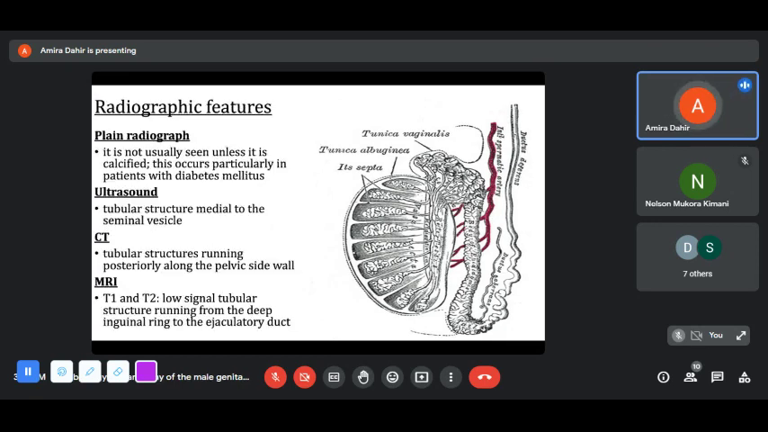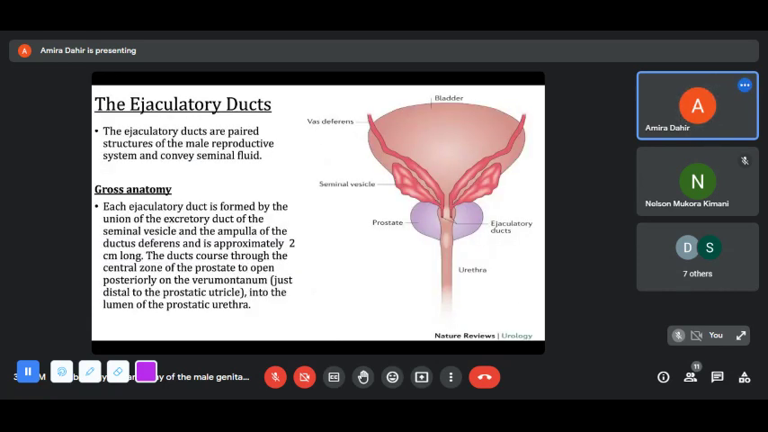On radiographic features, on plain radiograph, it's usually not seen unless there is a calcification, especially in patients with diabetes. On ultrasound, it appears as a tubular structure medial to the seminal vesicle. On CT, it appears as a tubular structure running posteriorly along the pelvic side wall. On MRI, T1 and T2 weighted, it appears as a low signal tubular structure running from the deep inguinal ring to the ejaculatory duct. We can proceed to the ejaculatory ducts.